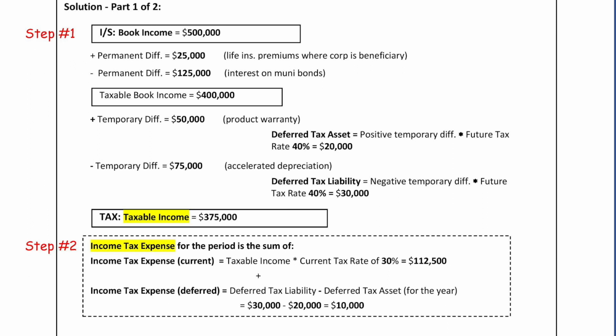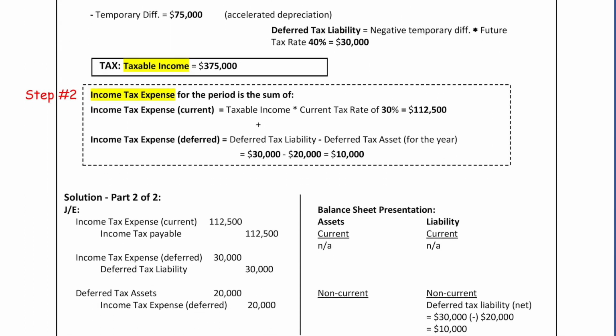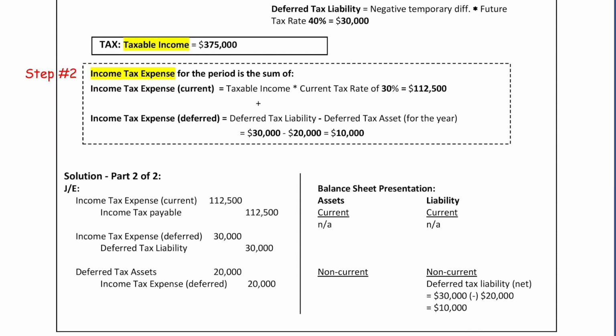Now income tax expense for the period, that's equal to the income tax expense current plus deferred tax liability for the year minus deferred tax asset for the year. So looking at the journal entries there, on the first journal entry you have income tax expense current on the debit, right, I/S. Second journal entry, you have income tax expense deferred on the debit, right, I/S, and the credit is to deferred tax liability, right, B/S.